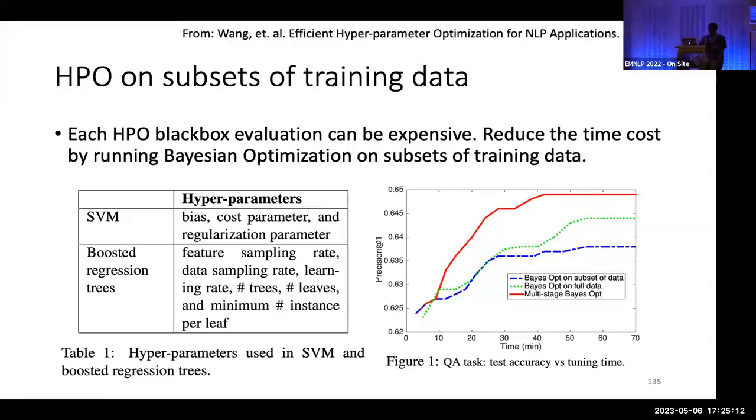And the follow-up work by Xuan et al. is something similar, but they focus on training on subsets of data, and that refers to a question earlier: can you estimate your performance not on the full training set but on a subset? So this is what they did. They ran Bayesian optimization but on subsets, and found that that could increase the speed of the overall HPO method.